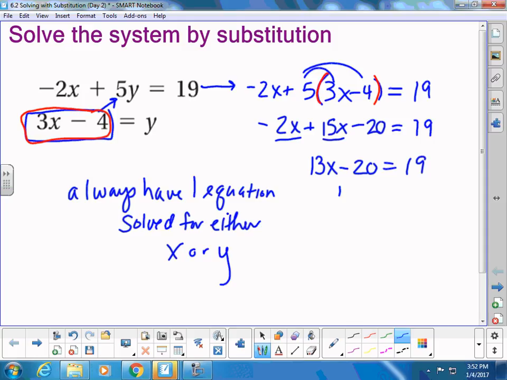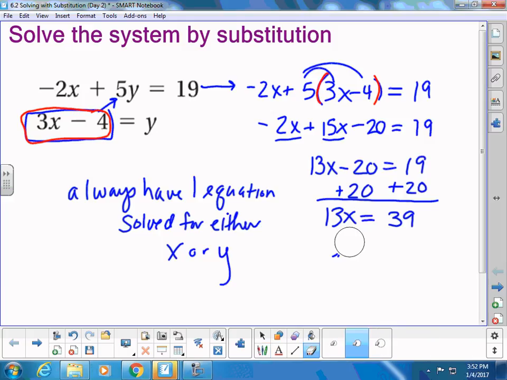So now we can do our regular, so move everything away from the variable. So we're going to add 20 to both sides. And you get 13x equals 39. So x, then hopefully we know by this point we divide by 13 to get x alone. And you get x equals 3.